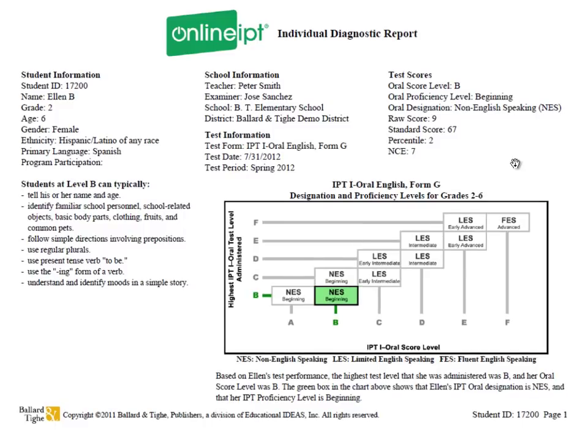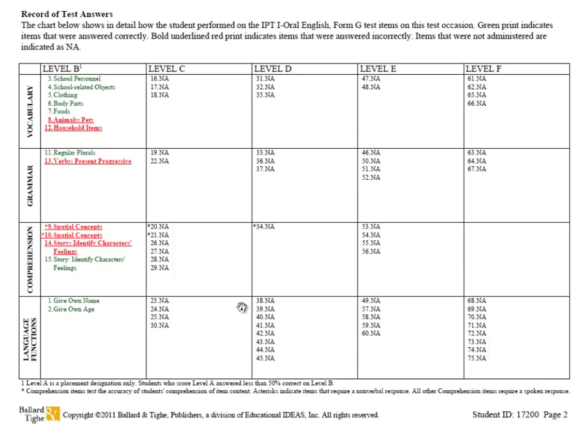The first page of the diagnostic report shows the student and test information, as well as the test scores. On the left, you see a summary of the skills for that level. On the right, this chart shows the student's designation and proficiency level, as well as the highest test level administered. On the second page, you will find a record of the student's answers on the test. The items are organized by language dimensions and test levels. Green indicates items answered correctly, while red indicates the items answered incorrectly. Items that were not administered are indicated as NA.